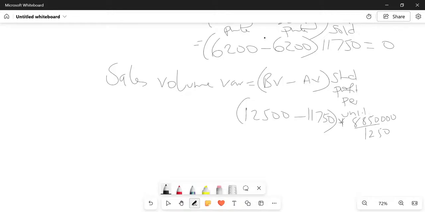You say 1250? This figure is wrong. It should be 12,500. Sorry for that. When you divide this, is it a beautiful number or recurring? 70.8. Great. So the final answer is supposed to be what? And tell me whether it's adverse or favorable. 531,000. Favorable or adverse? Adverse. Thank you so much.